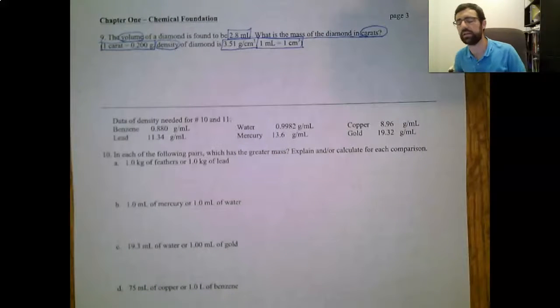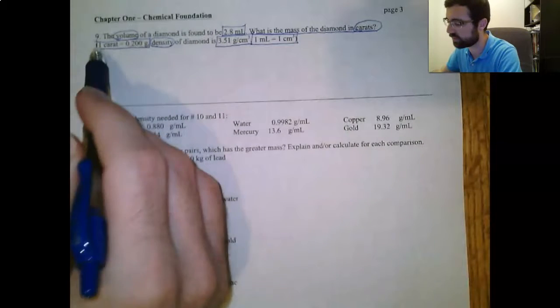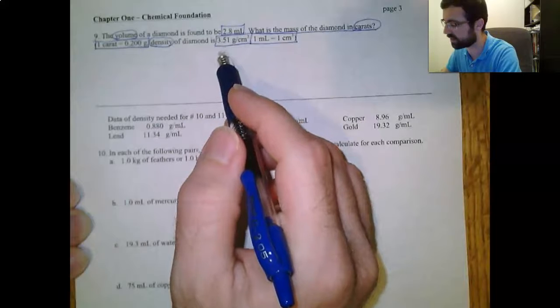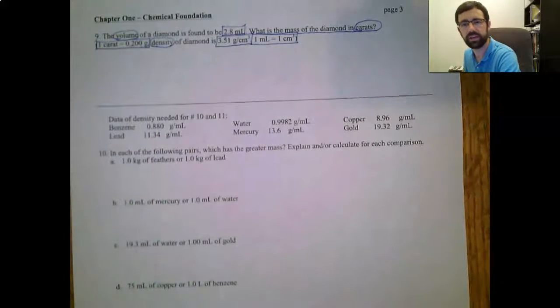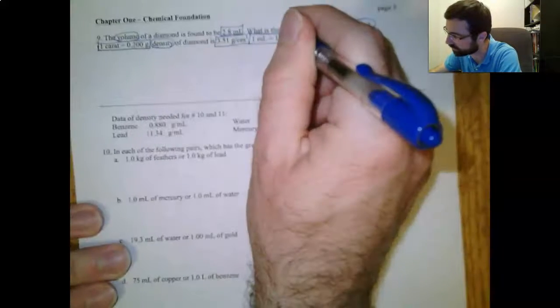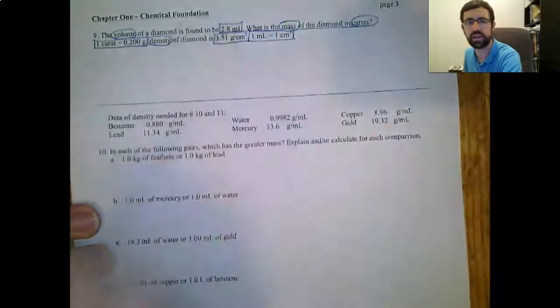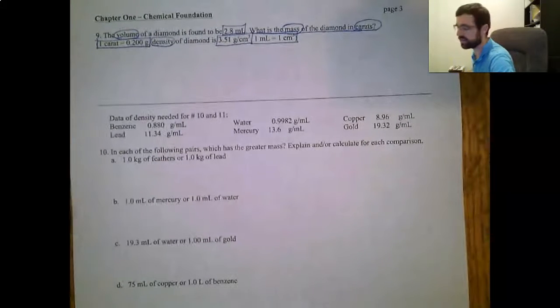I want you to recognize the difference between data and conversion factors. If you see an equality like this, that's usually a conversion factor. But then we've got some other things. I see density, I see mass, I see volume. Those are words that show up in it. We're looking for the mass, and it gives us the volume and the density.